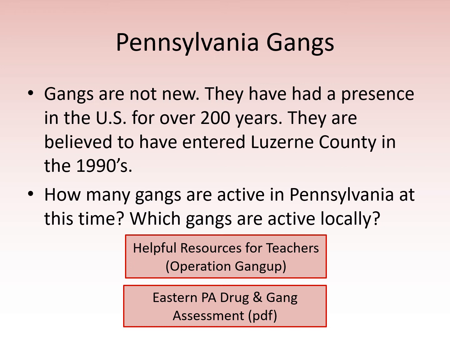The other one listed here, the Eastern Pennsylvania Drug and Gang Assessment, was produced in 2011. Now, although that seems like a little bit older publication, that is the most recent set of statistics that we have in this most comprehensive form, and still very, very good information for everybody to realize. So I have posted both of these on Blackboard.